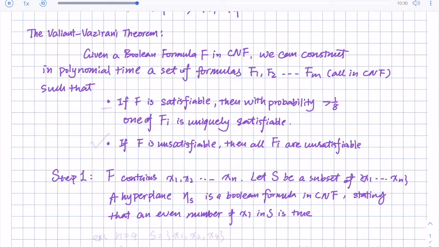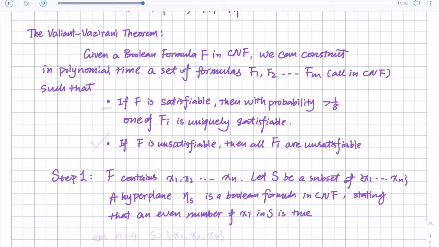So let's do step 1 first. Suppose we have the input, a Boolean formula F, which contains x1, x2, ..., xn as the variables. Then let S be a subset of these variables. A hyperplane eta S, which is the gadget we're trying to build, is a Boolean formula in conjunctive normal form, which states that there are an even number of xi in S that are true.